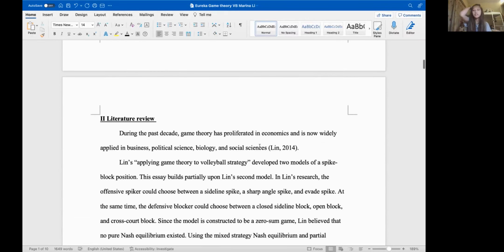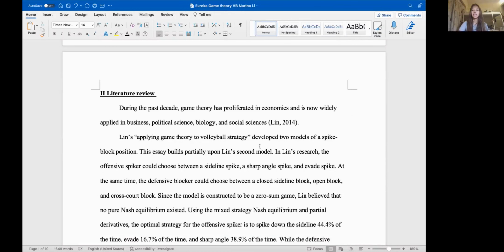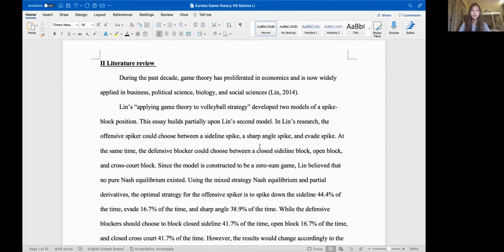So first of all, my paper is widely inspired by Lin's paper called "Applying Game Theory to Volleyball Strategy." I believe Lin is a professor from Taiwan who studies game theory. In her paper, she modeled two situations. She constructed a model between a middle blocker and an outside hitter and two blockers, and then in her second model, she constructed the situation between an outside hitter and two blockers.